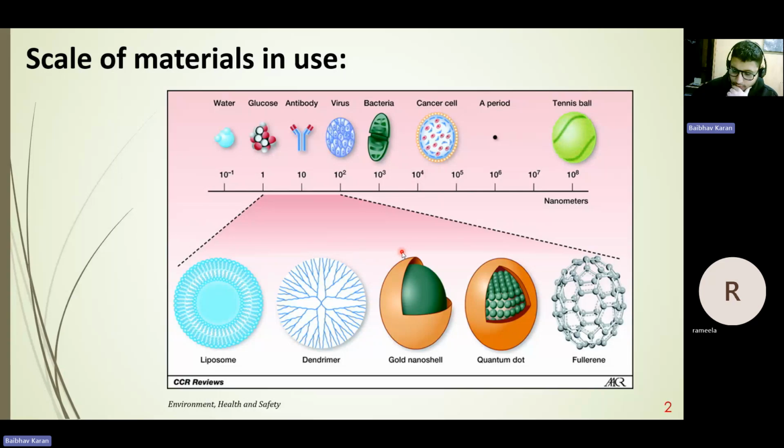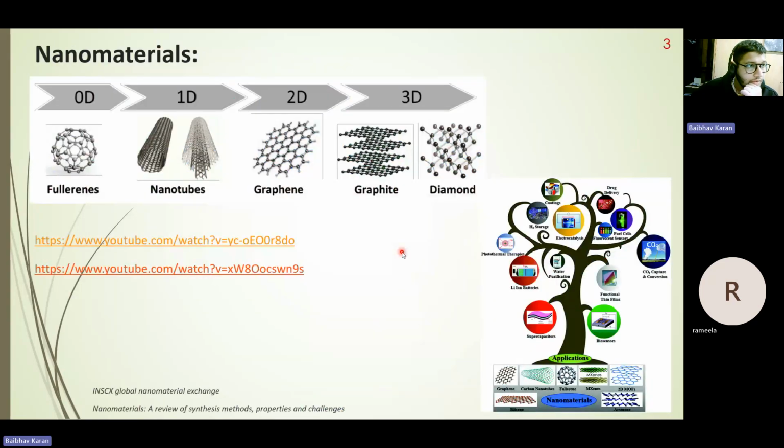Then let's focus on the definition of nanomaterials. What is nanomaterials? The classification of nanomaterials I will be covering in the next half of the slide. In the first initial slides, I will be introducing you to the nanomaterials. There are different varieties of nanomaterials such as fullerenes, nanotubes, graphene, graphite, diamond, and as you can see, these are the examples of nanomaterials.